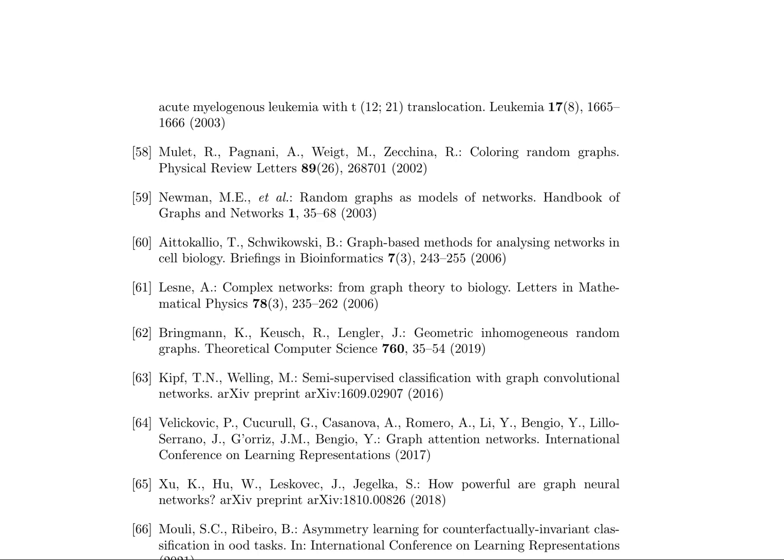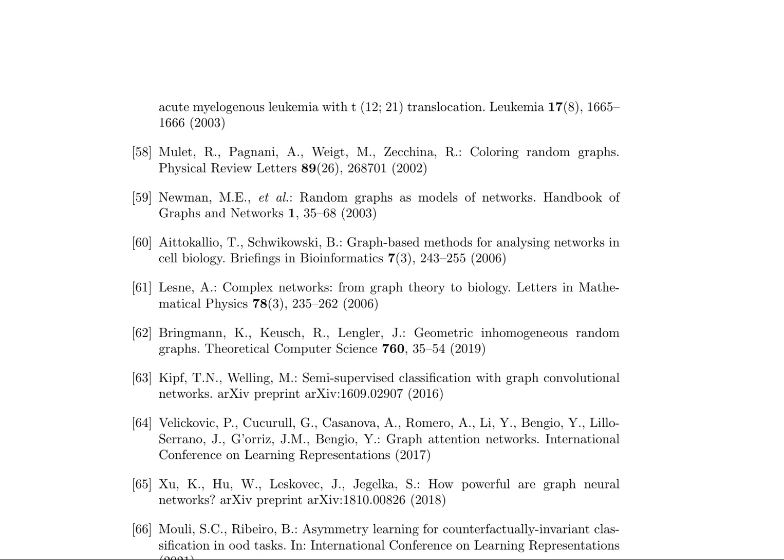Graph theory, network analysis, and machine learning are interconnected fields that have seen significant advancements in recent years. This literature review focuses on graph neural networks, explainability, and robustness, highlighting their applications in cell biology, complex networks, and geometric inhomogeneous random graphs. The authors cite seminal works on graph-based methods for analyzing networks, including graph convolutional networks, graph attention networks, and the power of graph neural networks.